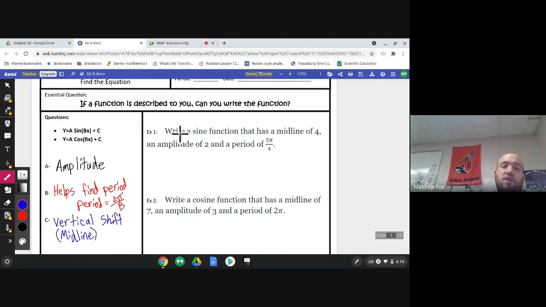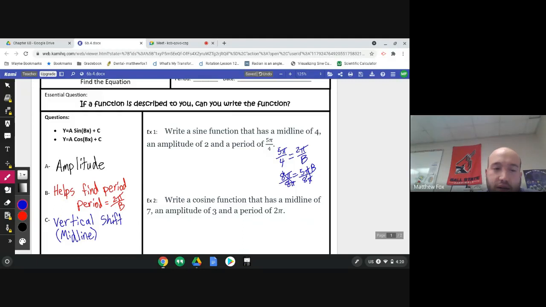If we look here, it says write a sine function that has a midline of 4, an amplitude of 2, and a period of 5 pi over 4. The amplitude is given, and the midline's 4, so we know what the vertical shift is. We don't know what b is, though. So whatever the period is, we're going to set equal to 2 pi over b and solve. The period here is 5 pi over 4. So if 5 pi over 4 equals 2 pi over b, now we can cross multiply. We'll get 8 pi equals 5 pi b.